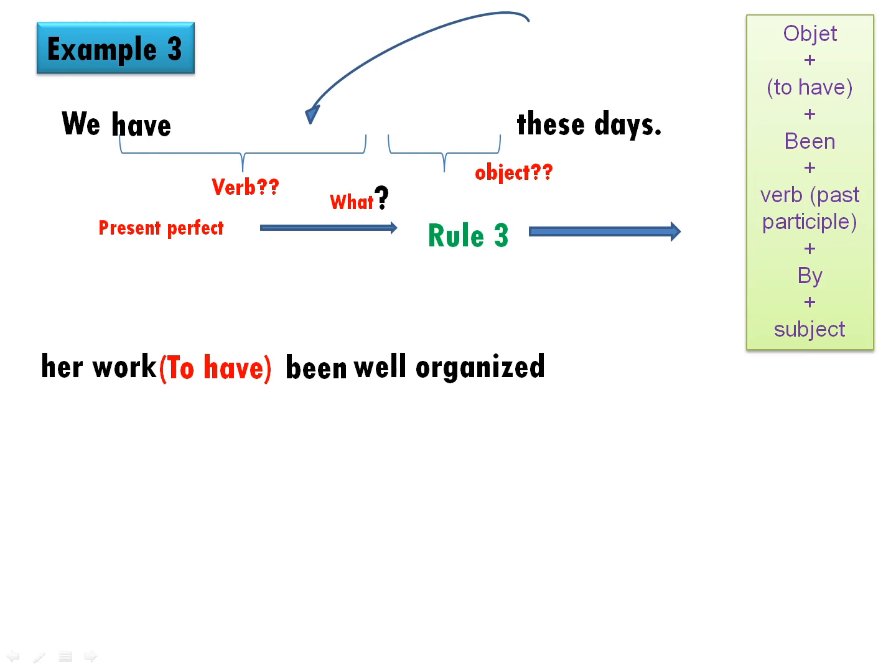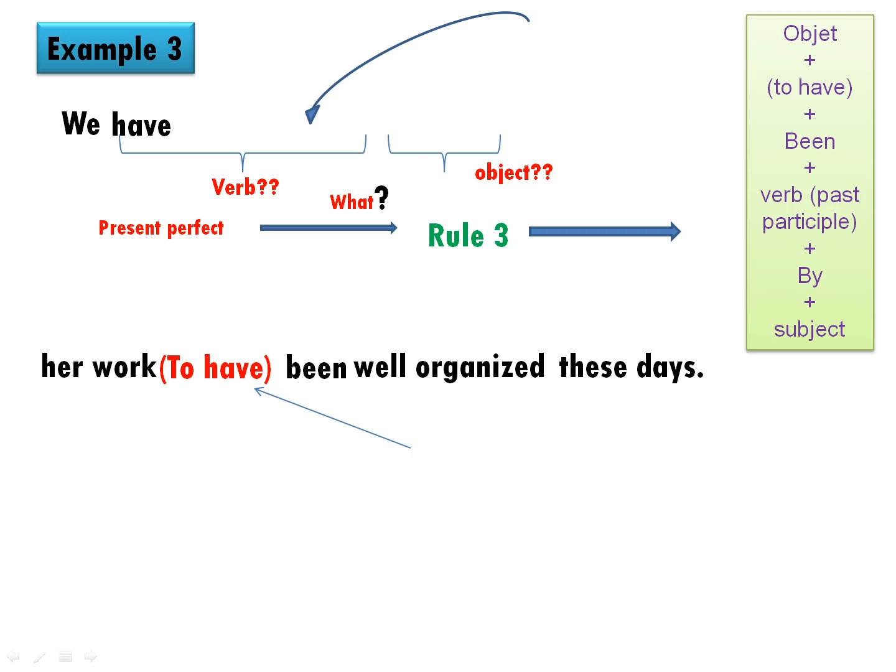It goes with organized, so it must go again with organized. Okay, so I go on my rule. So being well organized, great, and I finish my rule by, but wait, here we have we. No, we don't use by, we just use these days and finish my sentence.